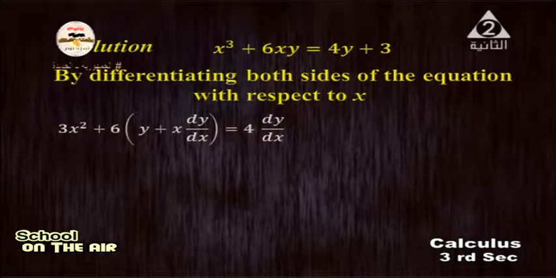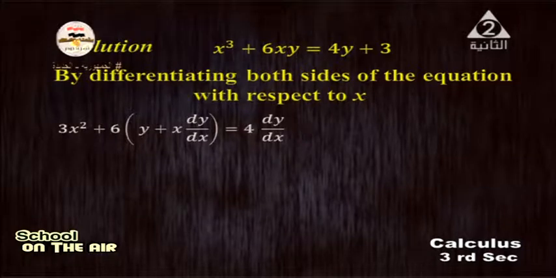Then the first term is y, plus the first multiplied by the derivative of the second. The first is x, and the derivative of the second is dy/dx. Then the derivative of x times y is (y + x dy/dx) between two brackets, equals, in the right hand side, the derivative of 4y, which is 4 dy/dx. 4 is a coefficient and the derivative of y is dy/dx, plus 0, the derivative of 3.